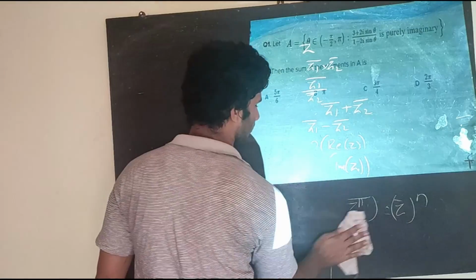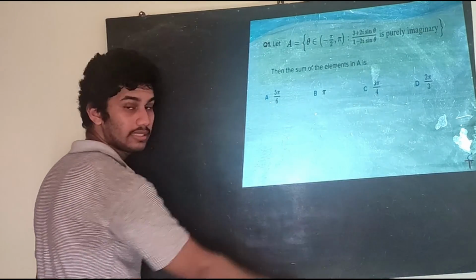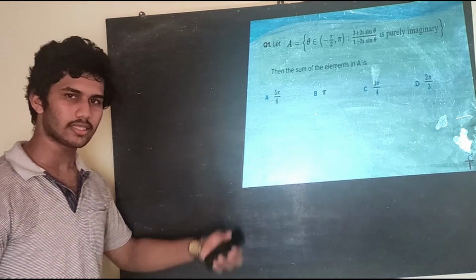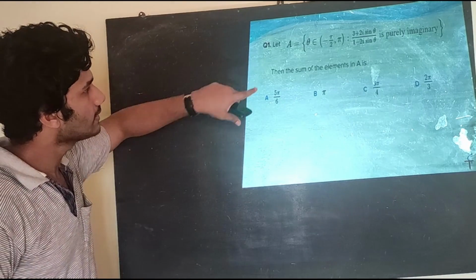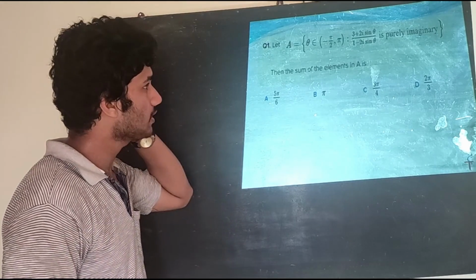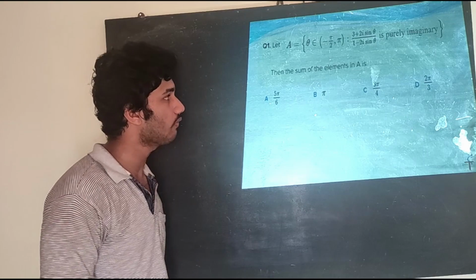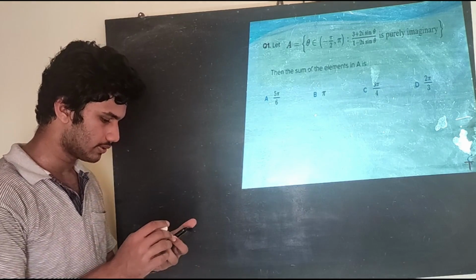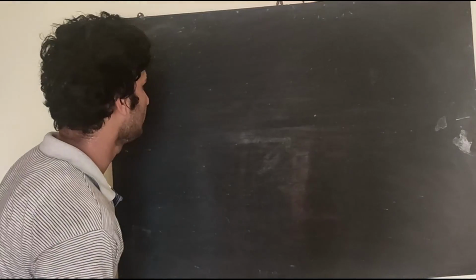There we have a good question on what we have just discussed. This is a recorded session, so you can just pause the video and try it out. I'll just move on to the solution. You can watch it later. Let A be the set of theta belonging to minus pi by 2 to pi such that (3 plus 2i sin theta) by (1 minus 2i sin theta) is purely imaginary. Then the sum of the elements of A is how much? Good question. Let's discuss in detail.